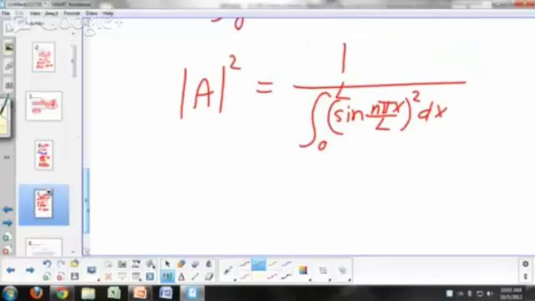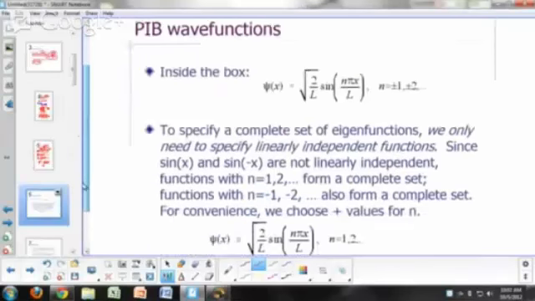And like I said, if you apply that identity right there for the integral of sine squared dx and plug in the numbers, let's make that your homework. Then you'll find that this is going to be equal to 2 over L. All right, so what do we have so far?